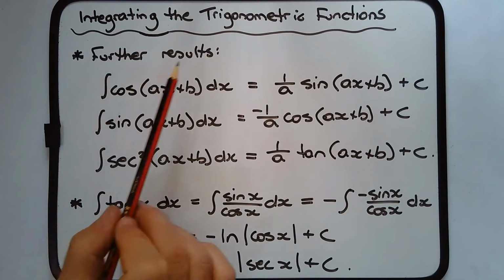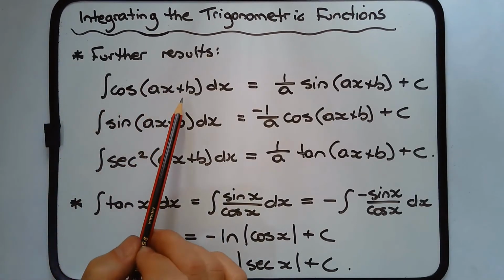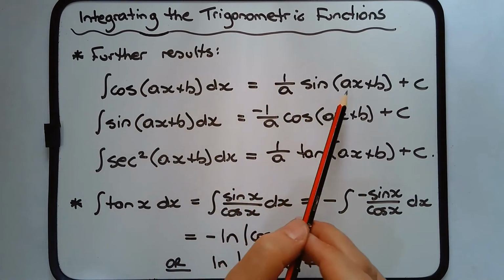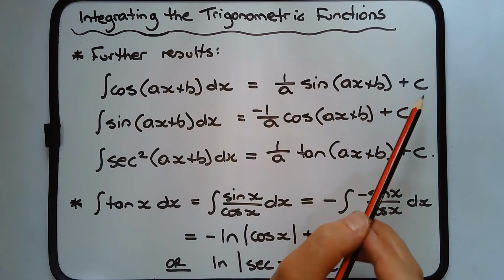Here are some further results. The integral of cos of ax plus b dx, where a and b are constants, is equal to 1 over a times sine of ax plus b plus the constant of integration c.